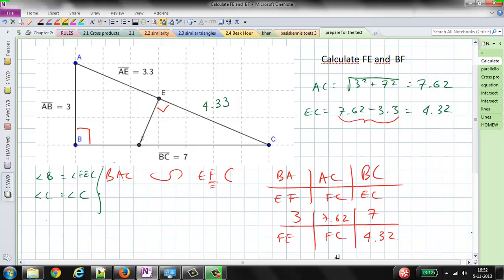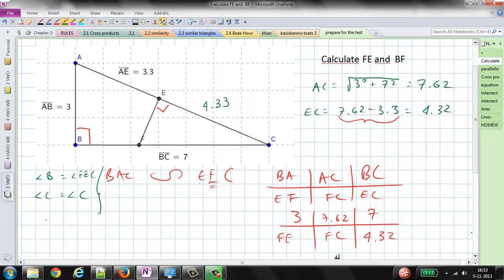Now when you make this statement, make sure the corresponding points are equal angles. That is important, because once you've done that, you can make this ratio table automatically without any reference to the figure at all. It's just mechanical. After you've made this ratio table, you fill in what you know. We know BA to be 3. We know AC to be 7.62. And BC is 7.